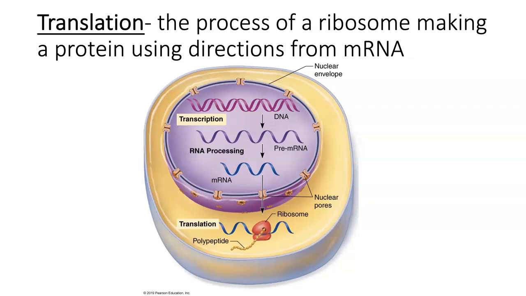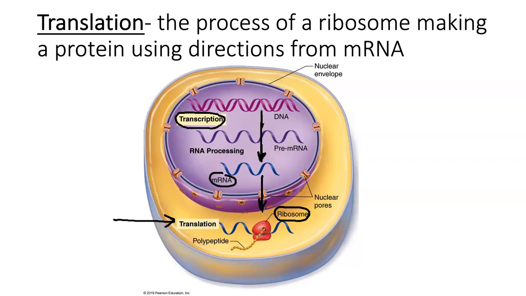Translation is the process of protein production. Translation is when a ribosome actually makes the protein using messenger RNA as its recipe. Translation follows transcription. So transcription is when DNA gets copied into a strand of messenger RNA. That messenger RNA will physically leave the nucleus. It will go over to a ribosome in the cytoplasm and attach to the ribosome, and this is where translation or protein production takes place.